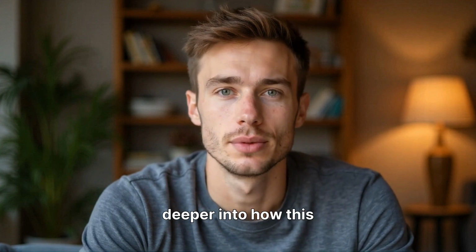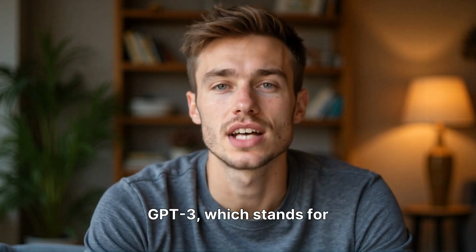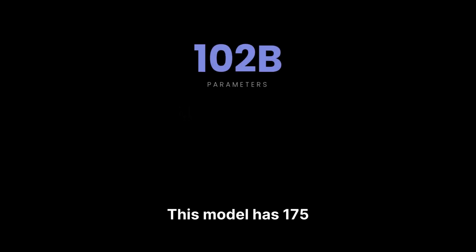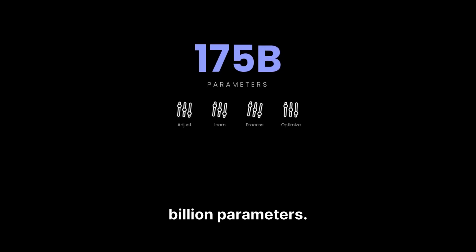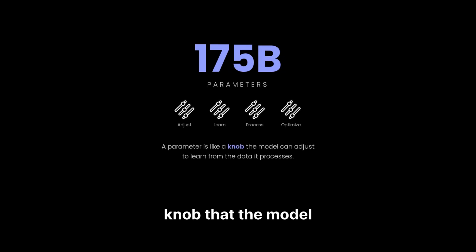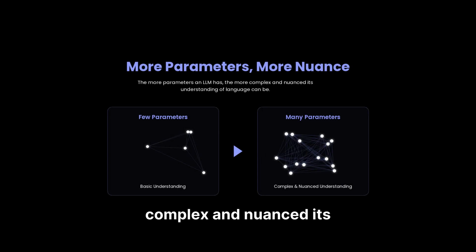Let's delve a little deeper into how this works. One of the most popular LLMs is OpenAI's GPT-3, which stands for Generative Pre-trained Transformer 3. This model has 175 billion parameters. Now, what does that mean? A parameter in this context is like a knob that the model can adjust to learn from the data it processes. The more parameters an LLM has, the more complex and nuanced its understanding of language can be.